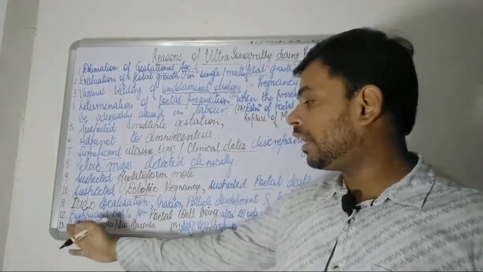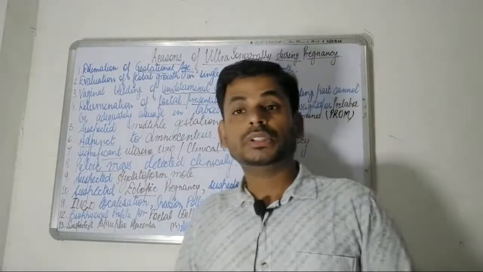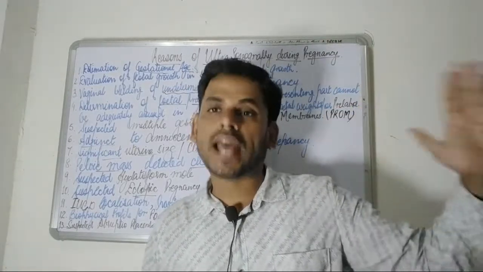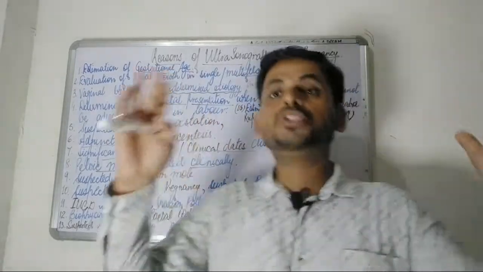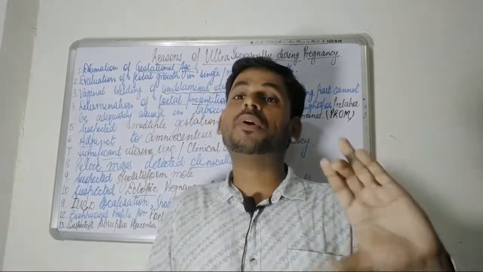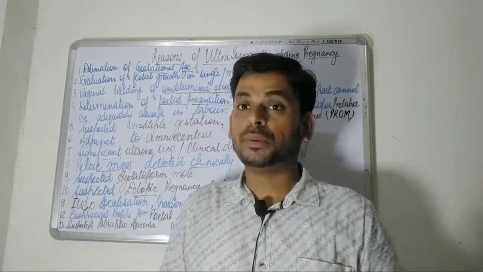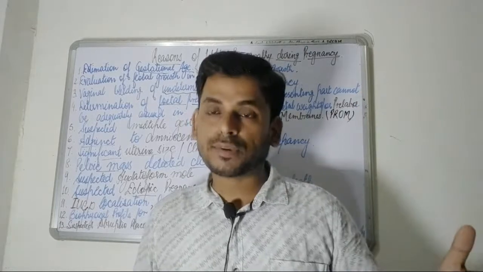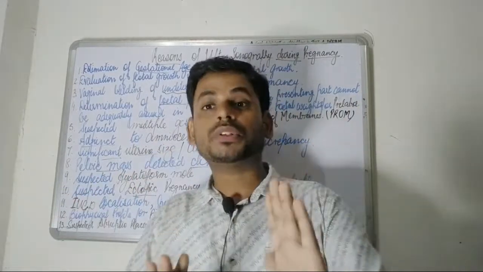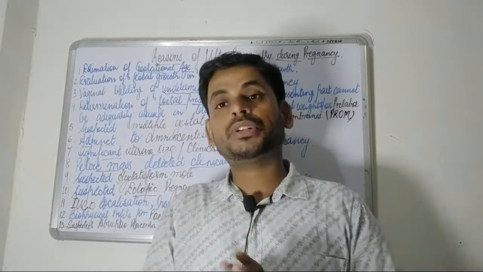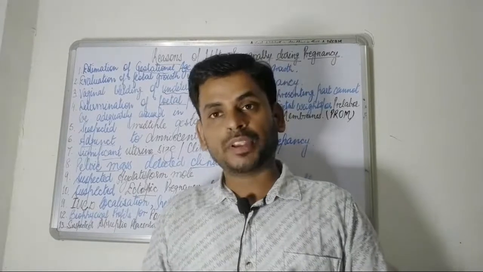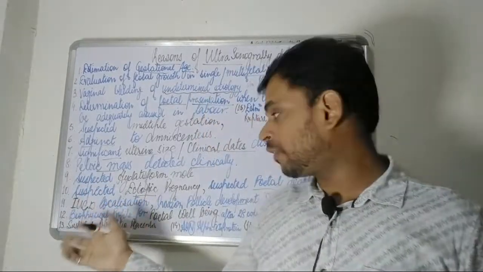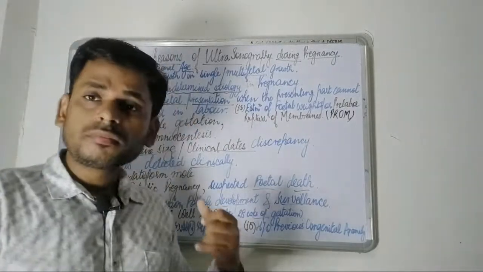And the next reason is a suspected abruptio placenta. In a normal pregnancy, the placenta is attached to the uterine wall, or lies close to it. But in a suspected case of abruptio placenta, the placenta detaches from the uterine wall, from the womb. In such a situation, the ultrasonography procedure becomes the investigation of choice in order to have a look at it.